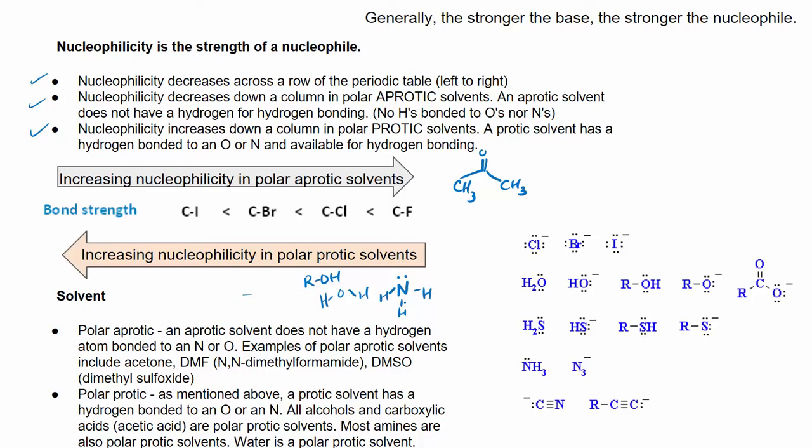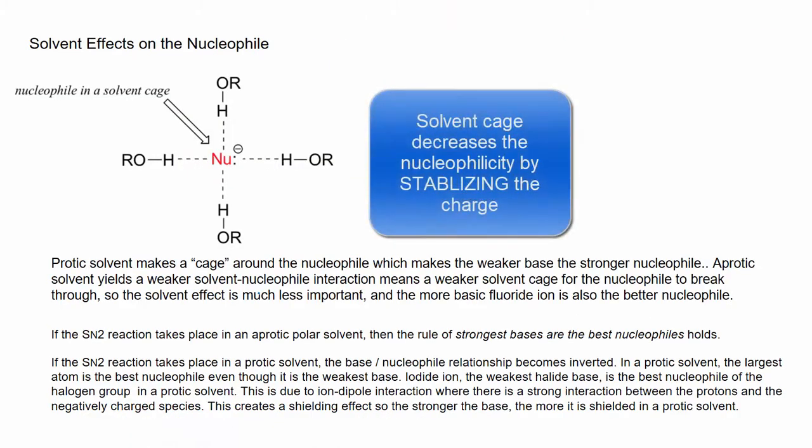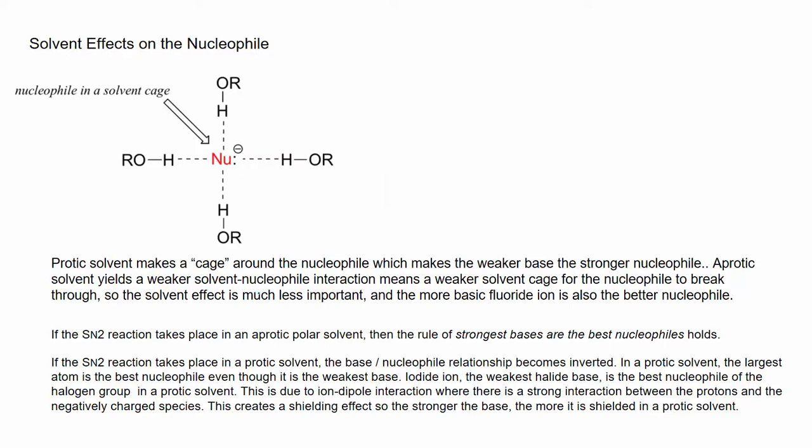So the nucleophilicity, or the strength of the nucleophile, is largely dependent on the solvent. And the reason for that is because in a protic solvent, the nucleophile will have this cage of solvent around it, and it actually decreases the nucleophilicity. It decreases the strength of that nucleophile because it ties up the charge with those hydrogen bonds. Now, to remember for the future, and you'll see this again, an SN2 reaction takes place more readily in an aprotic solvent. The rule of the strongest base is the strongest nucleophile will hold, because generally speaking, the stronger the base, the stronger the nucleophile.